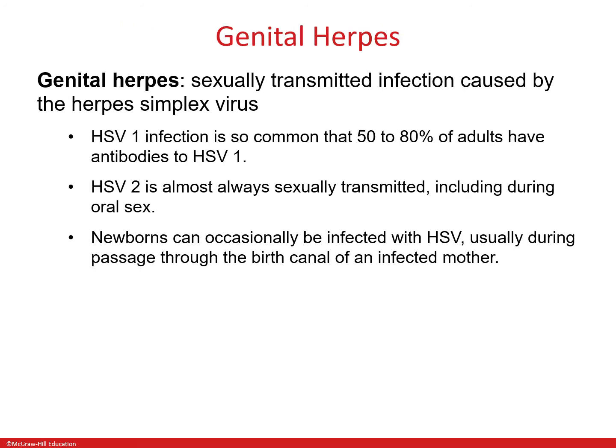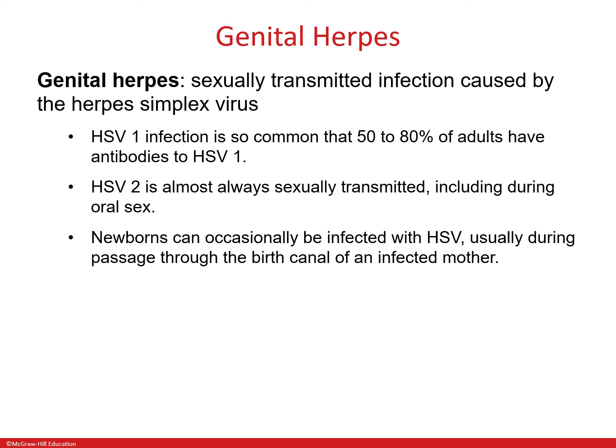Next, we have genital herpes. So genital herpes affects about 1 in 6 adults in the United States, and there are 2 types of herpes. We have HSV1 and HSV2. Many people wrongly assume that they are unlikely to pick up an STI if they limit their sexual activity to oral sex, but this is not true, particularly in the case of genital herpes.